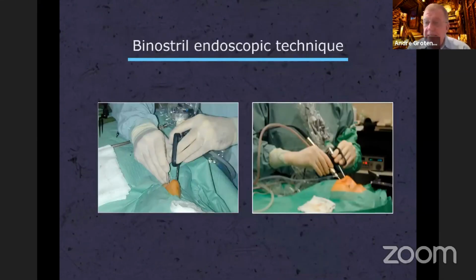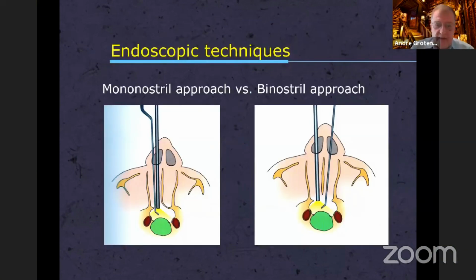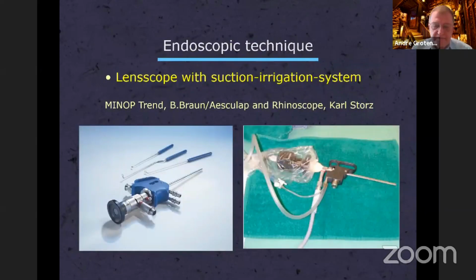But from the beginning, at least for my part, I always adopted a binostril endoscopic approach compared to the mononostril. That means that you only go through one nostril, but you still have to detach the septum and then do a bilateral sphenoidotomy, because otherwise you can't deal with the lesions. Essential is a lens scope with some irrigation. It will otherwise fog very easily, and the vision will be blurred.